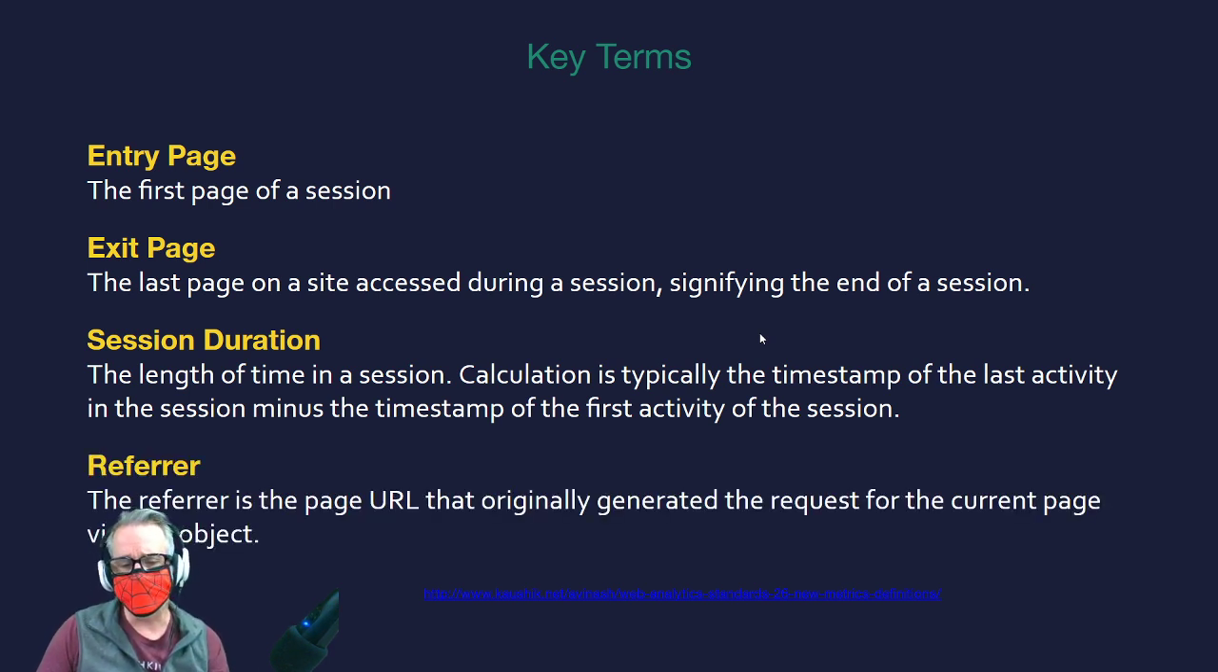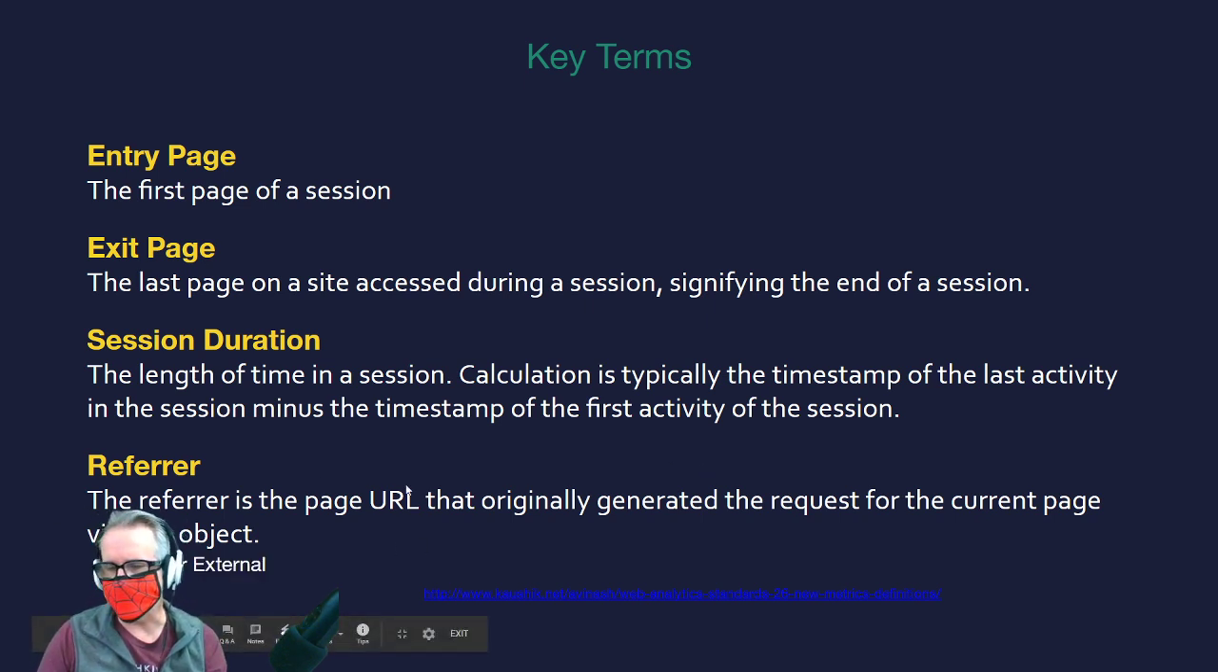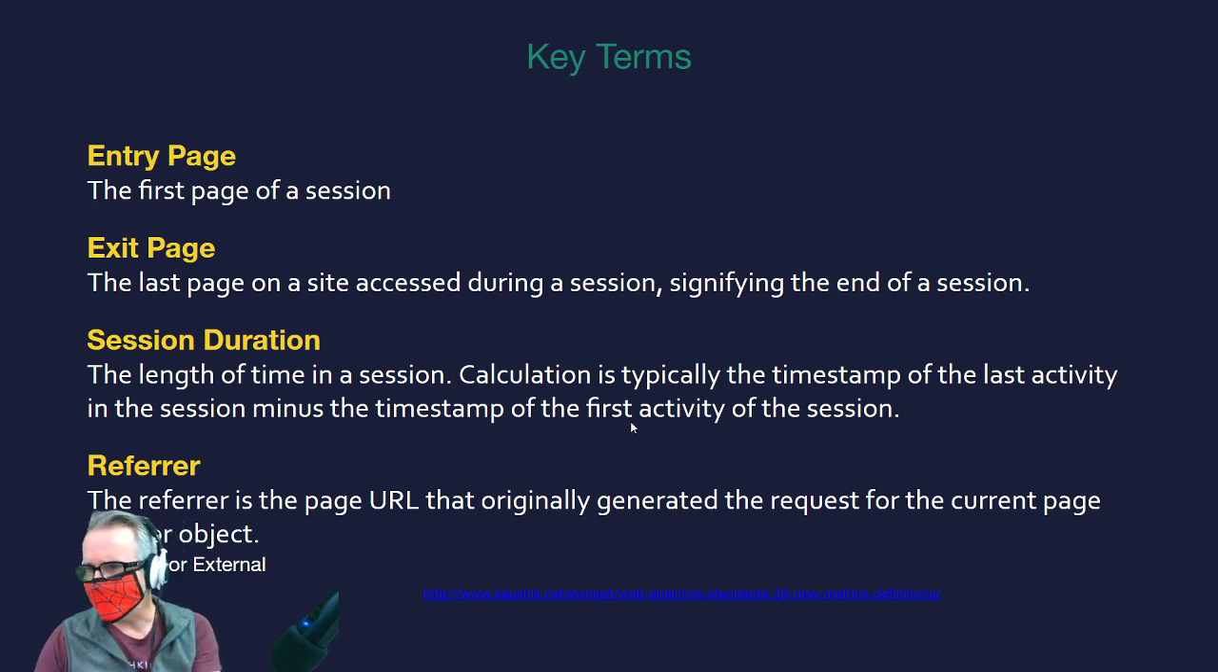The referrer is the page URL that originally generated the request for the current page viewer object. So who is sending me to this website, essentially? It could be internal or external. For the example I used before, CNET sending me to another page on Amazon would be an external referral, because CNET and Amazon are different companies, so they're different websites. So that would be an external referral to the Amazon page. Whereas if I'm in Amazon, clicking on links inside of Amazon, those would be internal referrals.